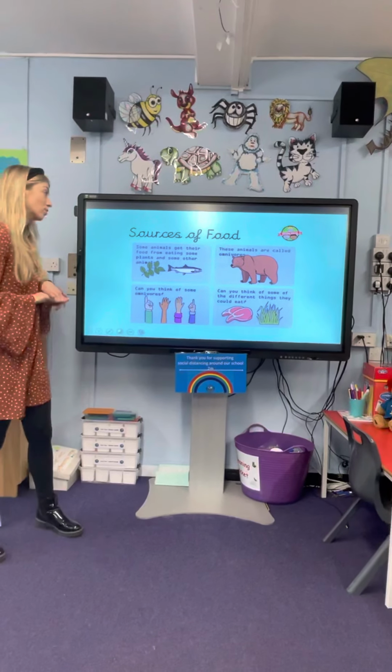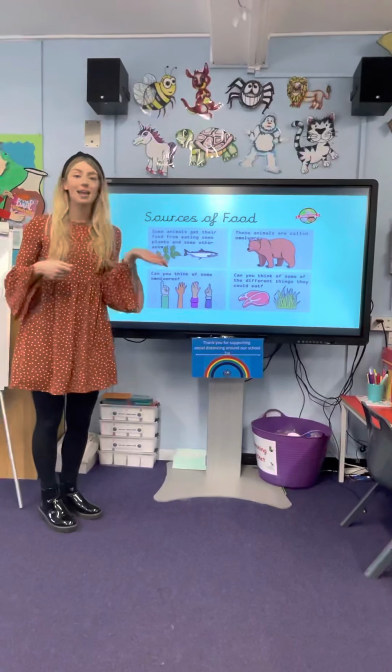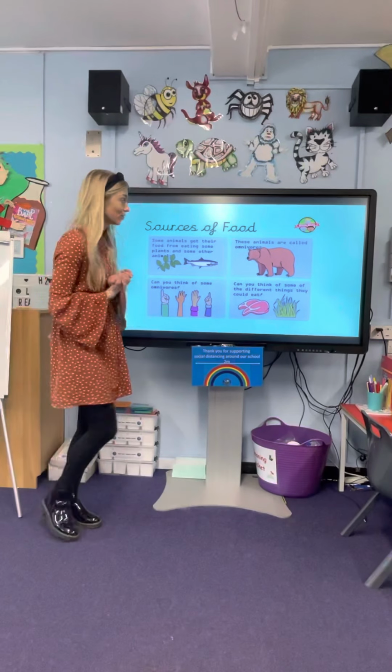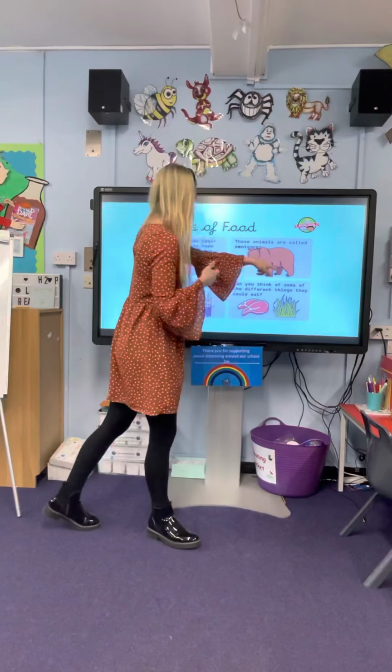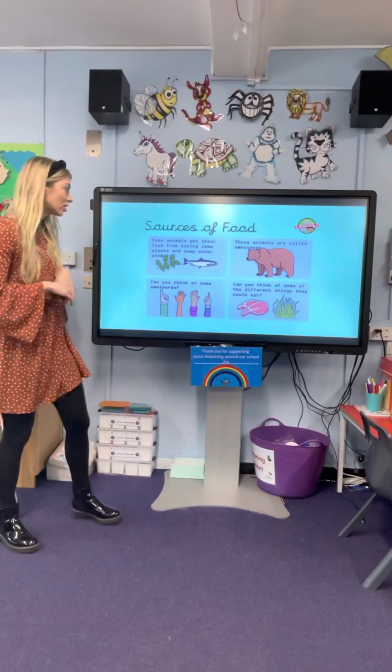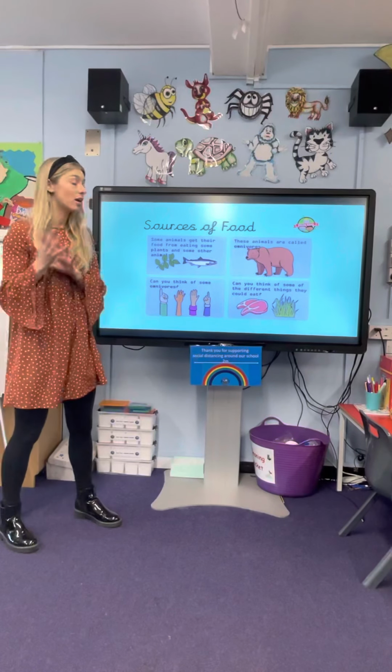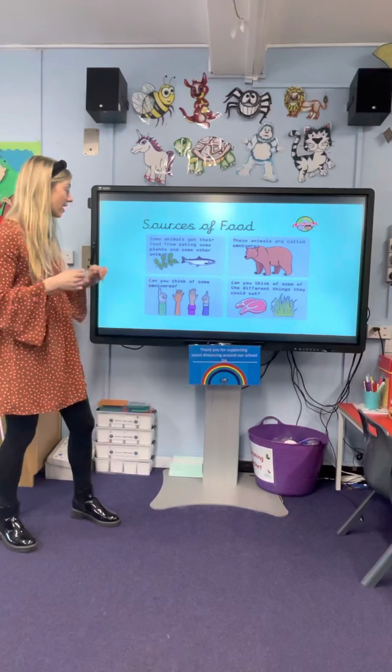So some animals get their food from eating plants and animals. They're greedy, aren't they? So they're called omnivores, okay, so that's if they eat both. We've got an example here of a bear. So a bear might like to get some of his food from eating plants, certain types of plants, and some from meat like fish, okay?